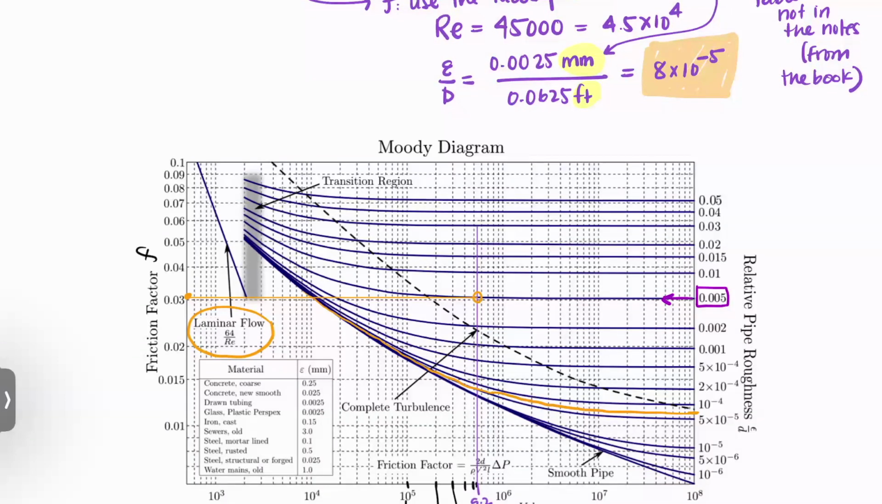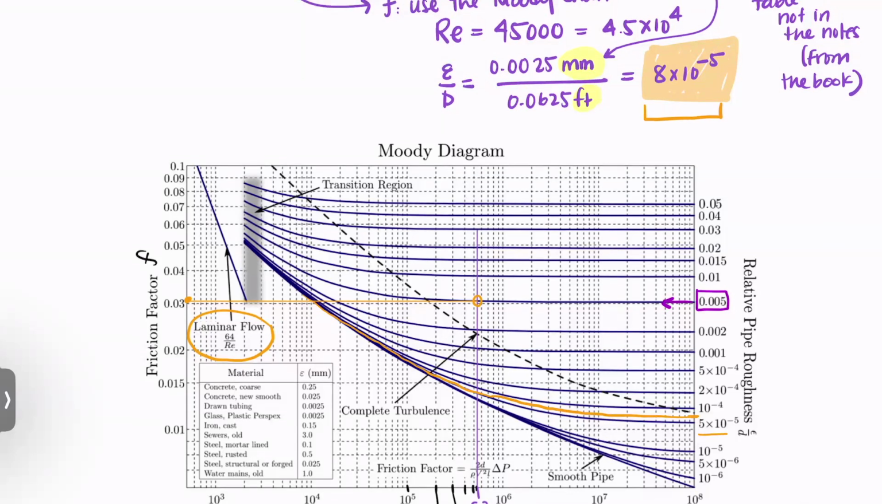Where was the 8 times 10 to the minus 5? This one. Here's 5 times 10 to the minus fifth, that's a little bit smaller. So I know that it's partway between the 5 times 10 to the minus fifth and 10 to the minus 4, because 10 to the minus 4 is 10 times 10 to the minus fifth. So it's going to be in between 5 and 10. That makes sense? Okay, so this is our curve that we're going to care about for the relative roughness.